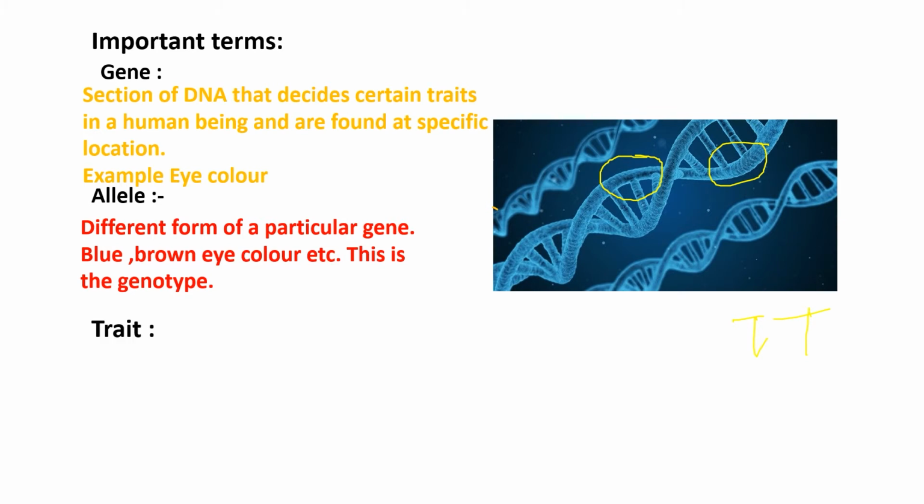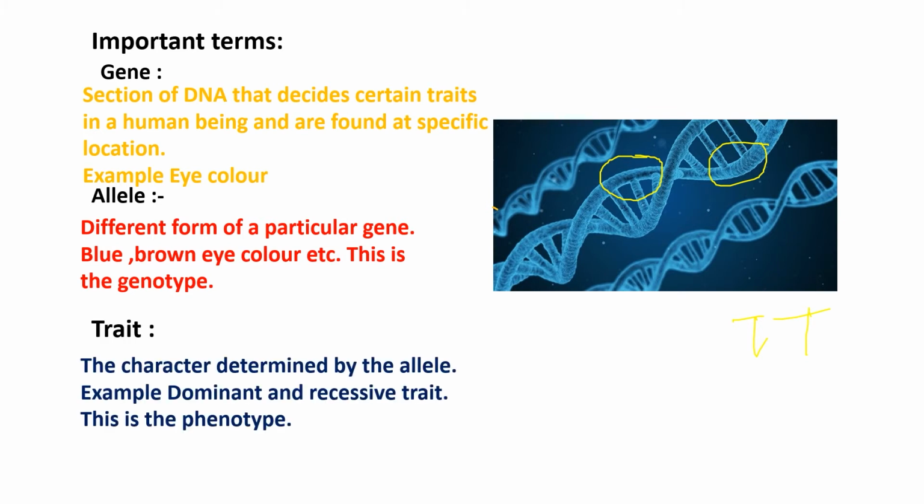So allele is what? The different form of a particular gene. So next is phenotype. That is the trait. The character determined by the allele. Dominant trait, recessive trait. This is the phenotype. So trait means which expresses physically. If you look at a plant, you can say, oh, it's a tall plant. You can say dwarf plant. Allele means it is inside the DNA, a pair of genes, a variant form of a particular gene, right?